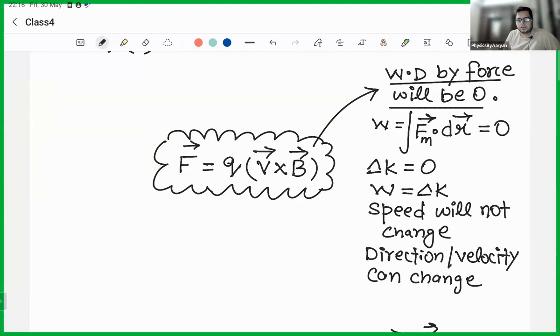ठीक है. But these all are application based. We will talk about it. But what are the fundamental properties of this force? Fundamental properties. Is this force conservative or non-conservative?